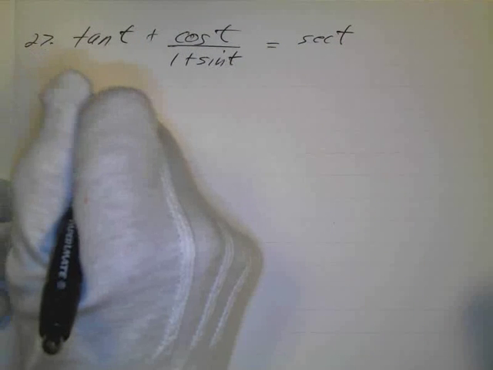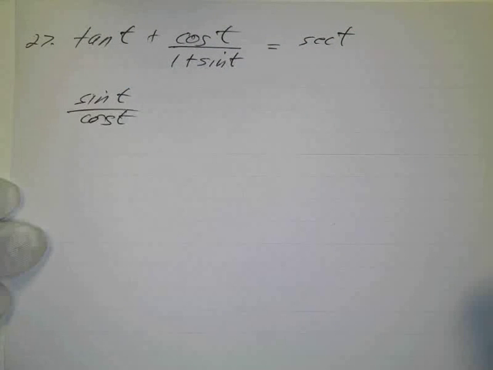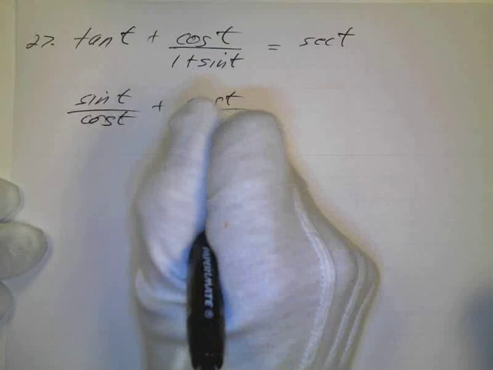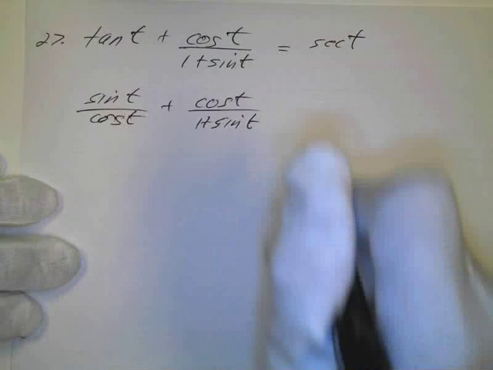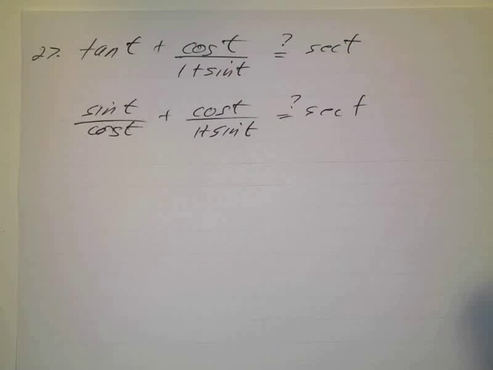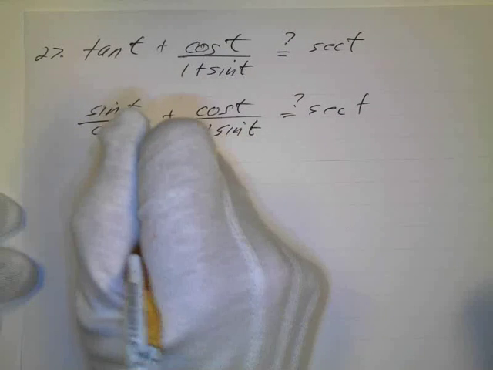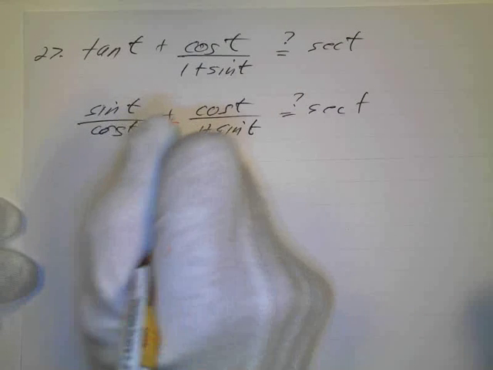So the tangent is the same thing as the sine of t over the cosine of t, plus the cosine of t all over 1 plus the sine of t. Again, we've got one term on the right and two on the left, so let's try to get one. Let's make this one fraction. What's my least common denominator? It's going to be 1 plus the sine of t times the cosine of t. So I multiply both the top and the bottom here by 1 plus sine of t.